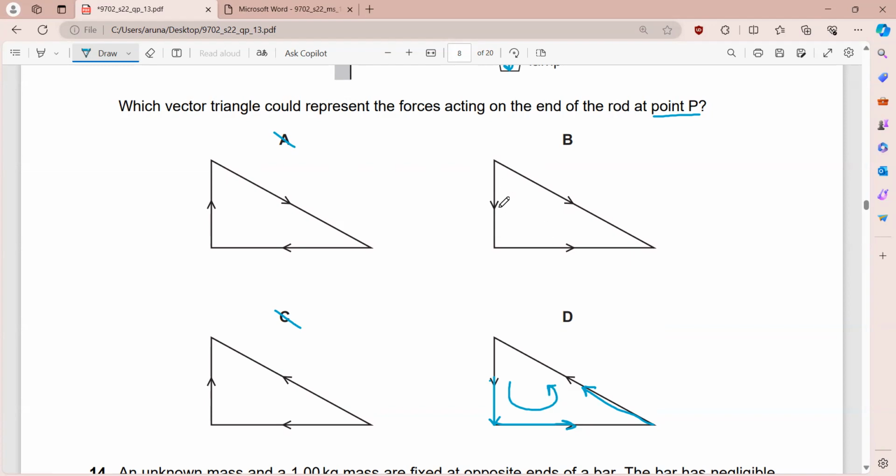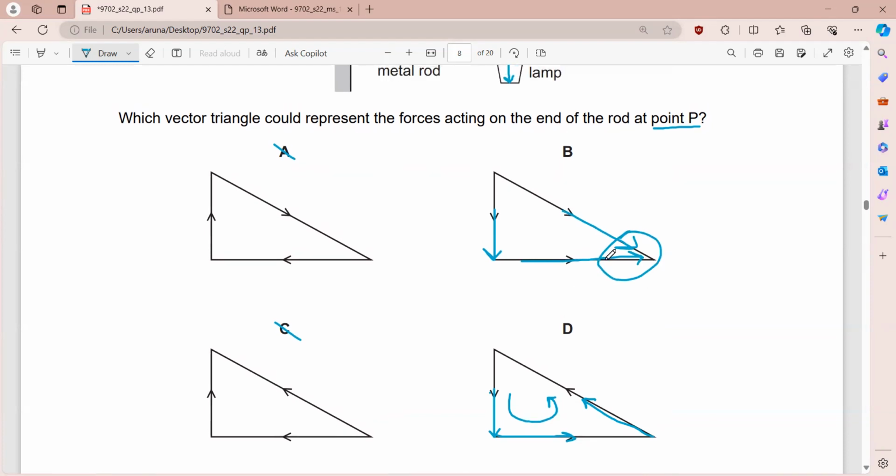Whereas when you come to this option B, you've clearly got head to tail. Then you've got a head here, but you have head to head. Two heads are sort of meeting at this point.